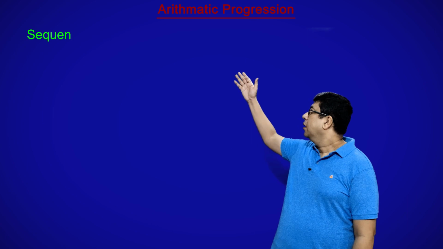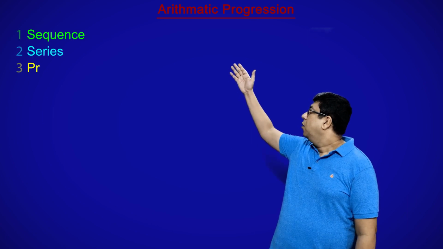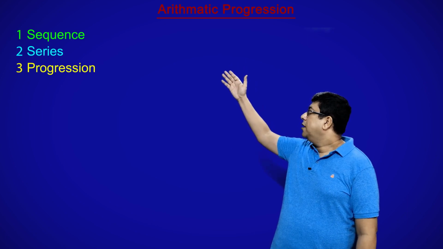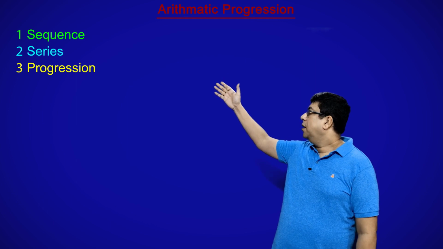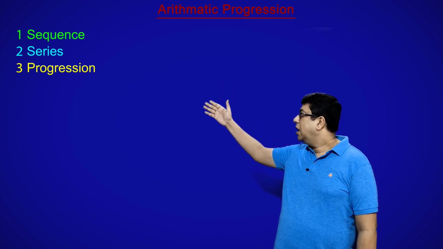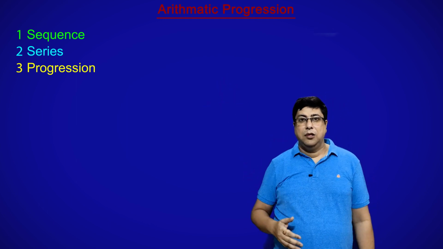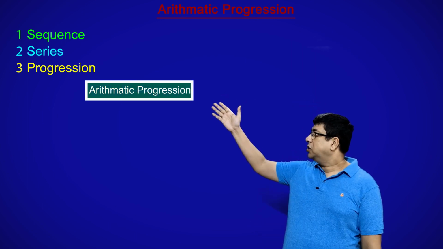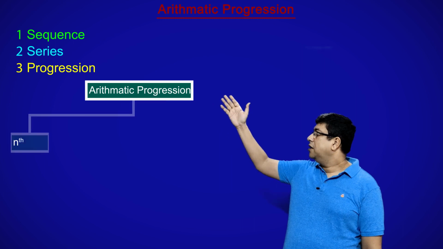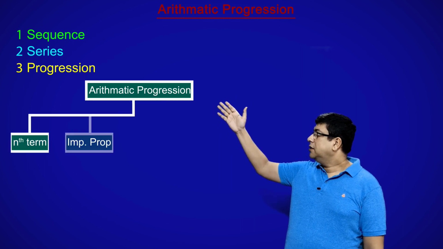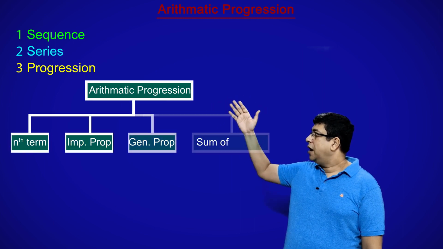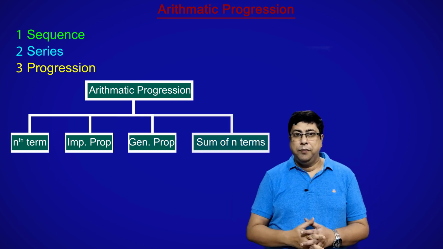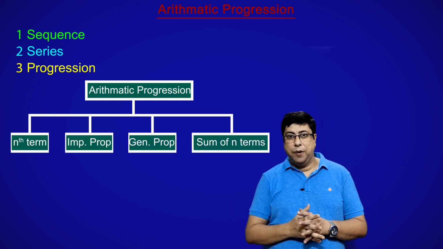I'll discuss what is a sequence, what is a series, what is a progression. Within progression there is one chapter, that is arithmetic progression, and in arithmetic progression we'll discuss its nth term, important properties, general property, sum of the n terms. So everyone just see this properly.